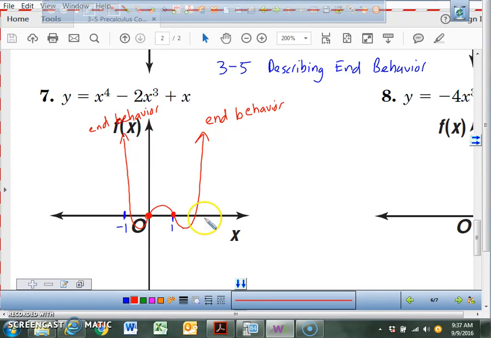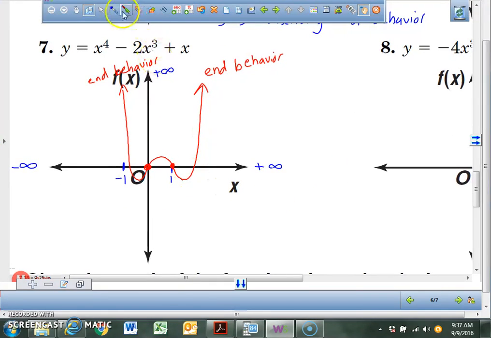Now, on your graph, what I'd like you to label is this arrow right here. Dealing with the x values, it is going towards this concept called positive infinity. Over here, why don't you label this negative infinity. And the y values, f of x, going up are going towards positive infinity. And way down here, the y values are going towards negative infinity. Okay.